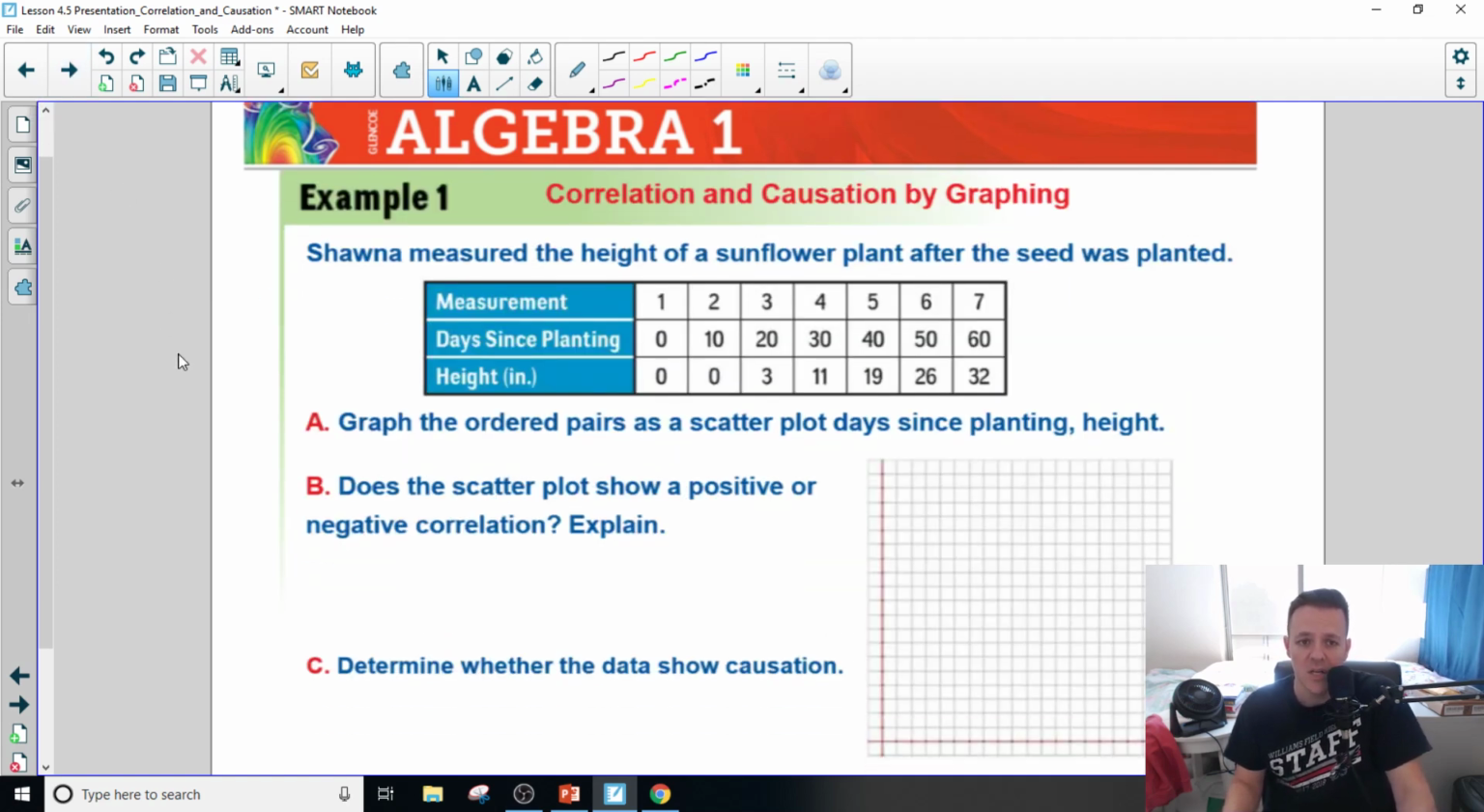So let's get started. Shauna measured the height of a sunflower plant after seeding. What we have to do is find out which one of these is the independent and which one is the dependent variable. Well, the independent variable is usually time, so in this case it's going to be days. Our days is going to be our x, and our height is going to be y. Even though I know we can't control the height, what we can't really control is the days. Once you plant it, that's how you'd measure its growth.